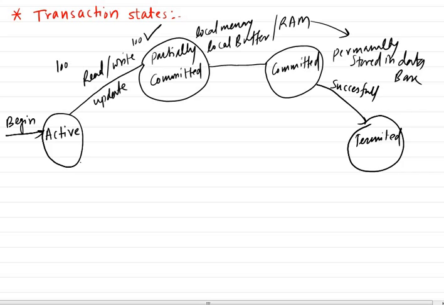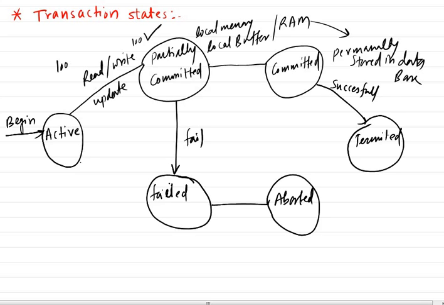Now in between, before committing, due to the failure of the internet or due to the failure of some hardware or software, this operation fails, so it will come into a failed state, and after this the operation is to be aborted and then terminated. If the operation is aborted, all the data, all the read write operations should be rolled back to the initial state. So this partially committed transaction can fail or can be successful.